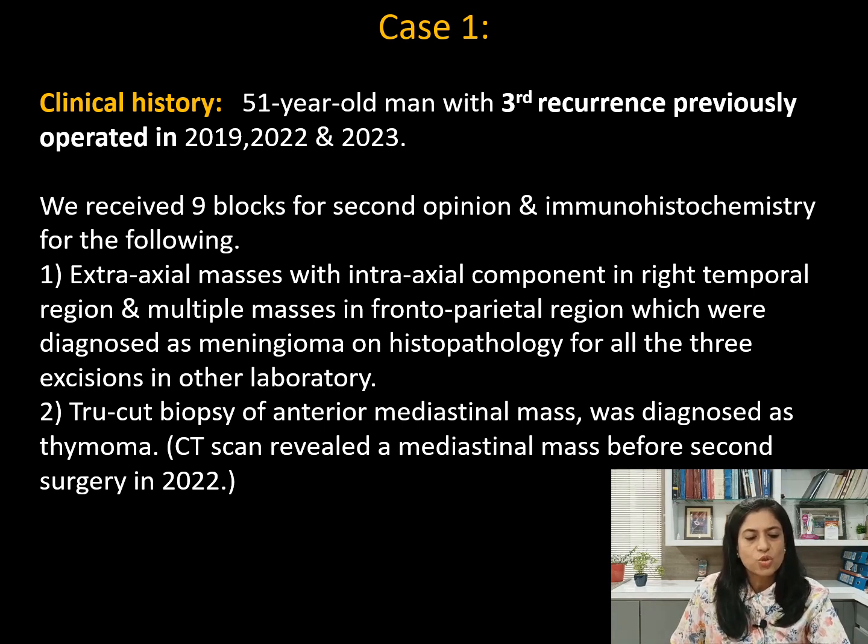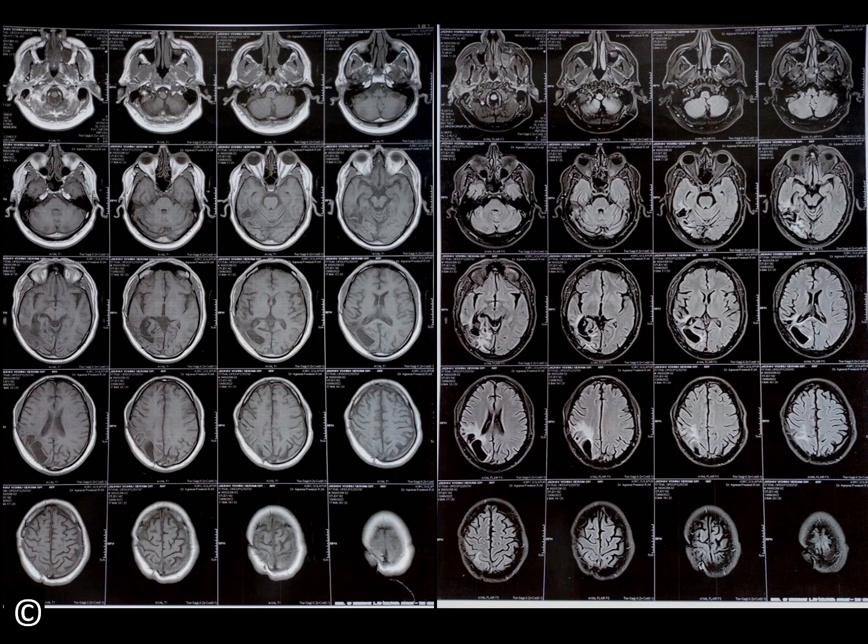Now the excised tumor was extra-axial masses with intra-axial component in the right temporal region and multiple masses in the frontoparietal region, which were diagnosed as meningioma on histopathology for all the 3 excisions in other laboratory. The true cut biopsy of anterior mediastinal mass was diagnosed as thymoma. The CT scan revealed a mediastinal mass before the second surgery in 2022. Imaging findings were suggestive of recurrent meningioma.